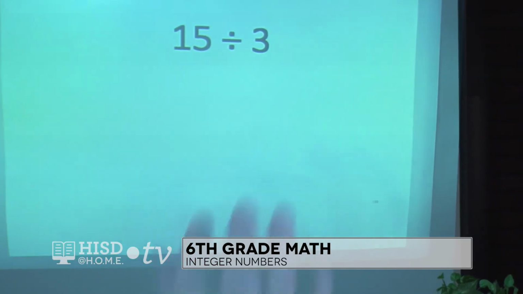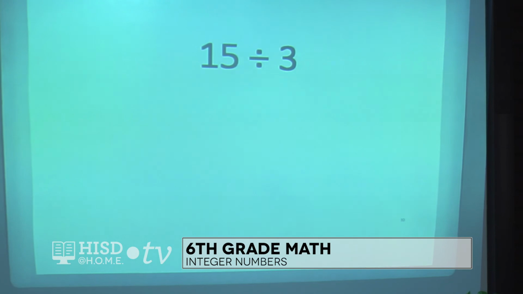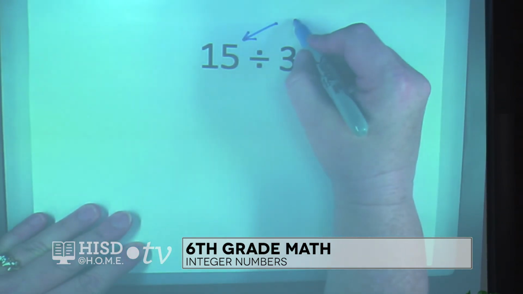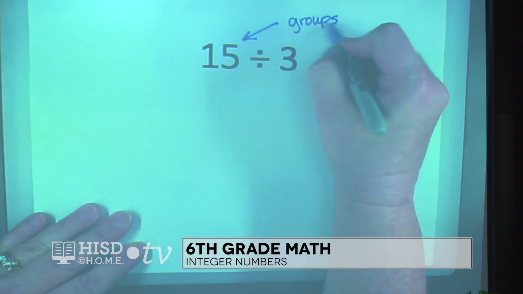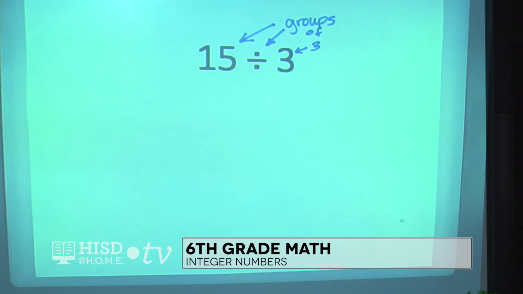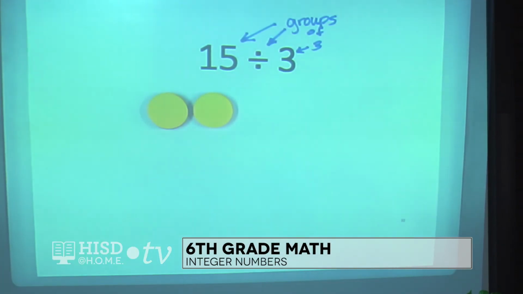Let's see. 15 divided by 3. How did we say that? Oh, I remember. This says I want to take 15 and create groups of 3. It's telling me to take that number 15 and break it into 3 groups. So are you ready? All right, notice all my numbers are positive.